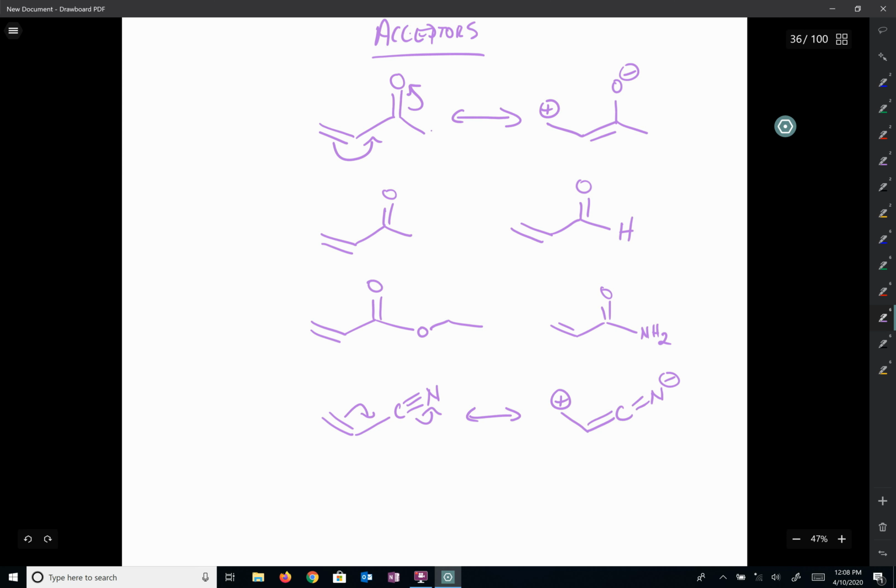We can all draw a resonance structure with these to put a positive charge there at the beta position, right? At the 4 position. And so it might be good practice for you guys to go through and prove this to yourself.